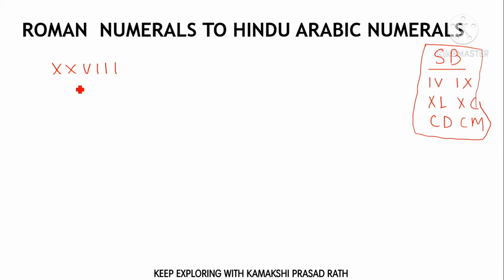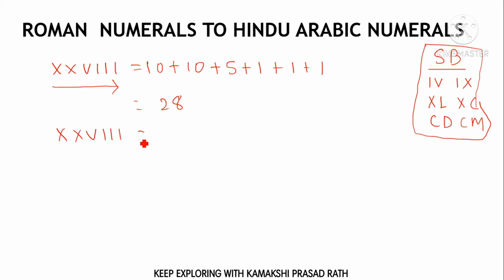Now we can see here we don't have any such group, so directly we can just add them. As they are in big to small form, we can directly add them. So X plus X, 10 plus 10 is 20, then plus V, then 1 plus 1 plus 1, so we get 28. Or else, if you remember the basic conversions, XX and VIII, we can separate them. So this is 20 and this is 8, so 20 plus 8 becomes 28. That becomes easy for us.